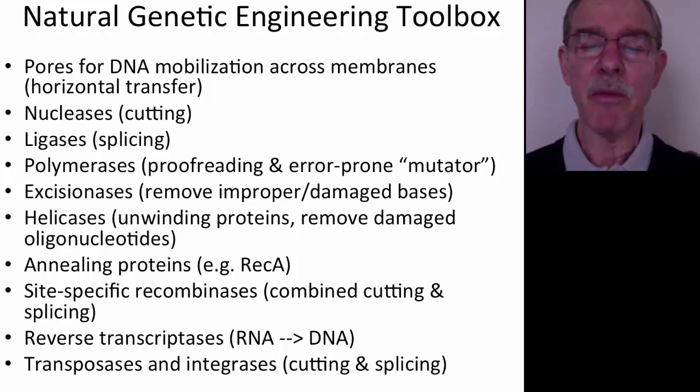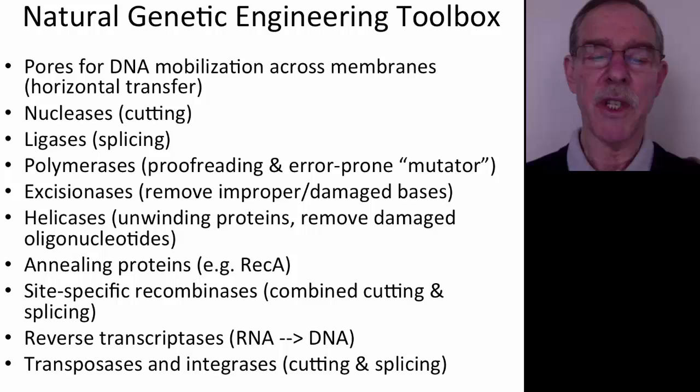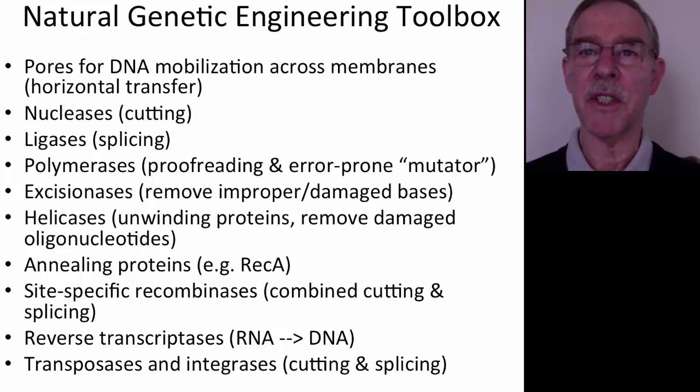They contain annealing proteins, which are needed in recombination, such as the RecA protein. They have site-specific recombinases, which combine cutting and splicing of the DNA at specific signals in the DNA. They have reverse transcriptases for converting RNA into DNA. And then finally, they have proteins called transposases and integrases, which are involved in cutting and splicing specific structures of DNA and integrating them into the genome.